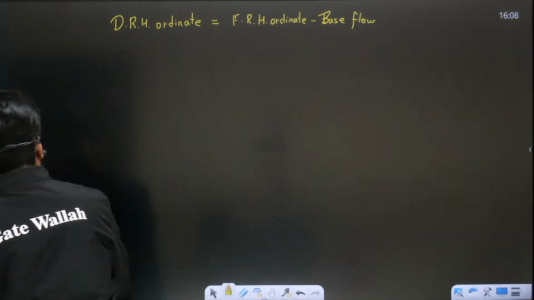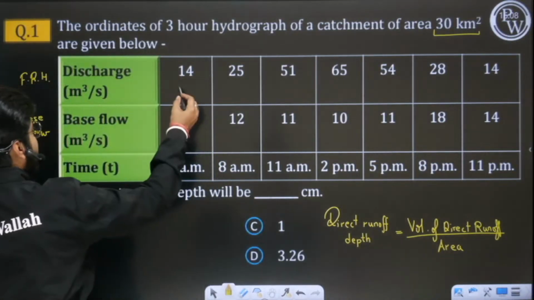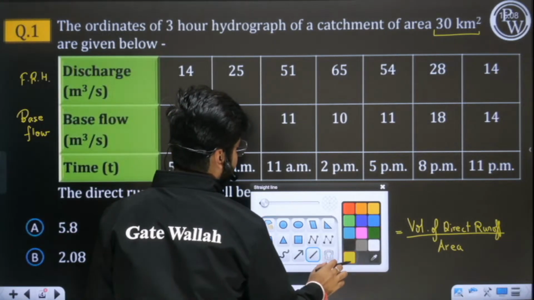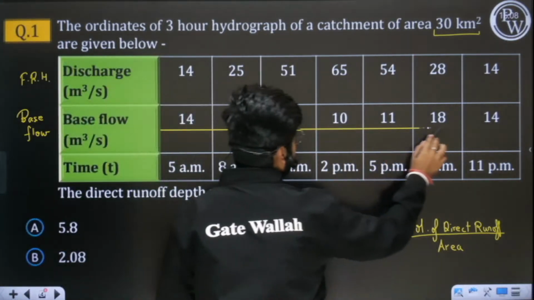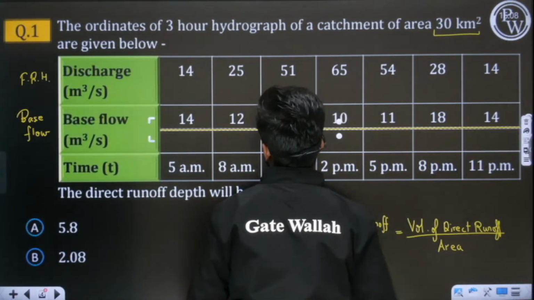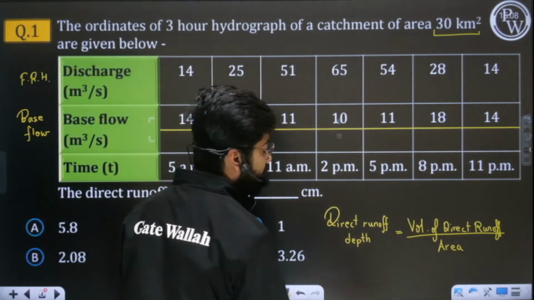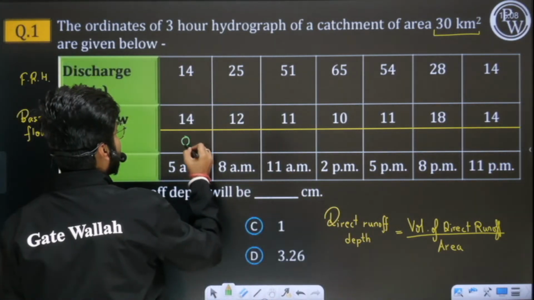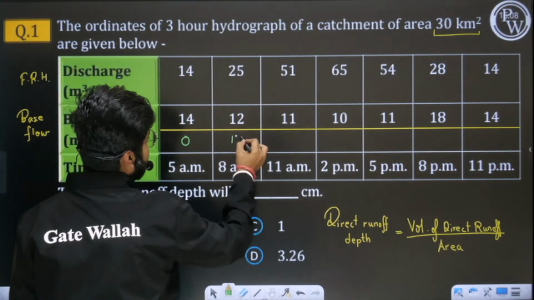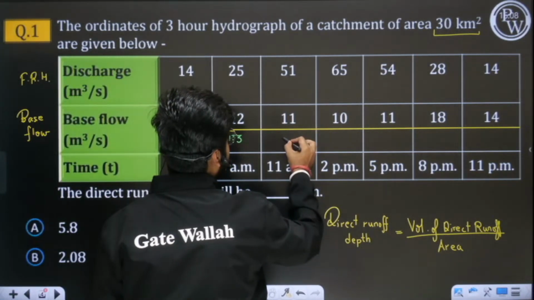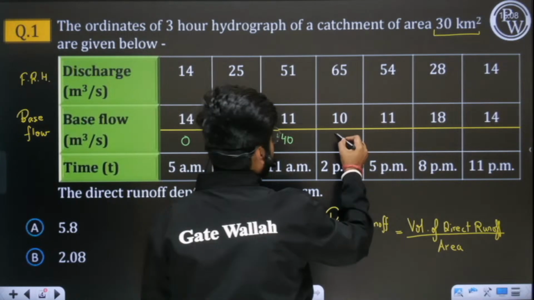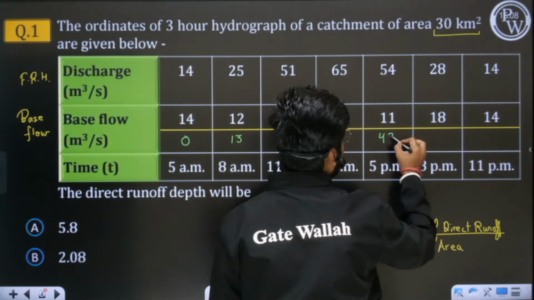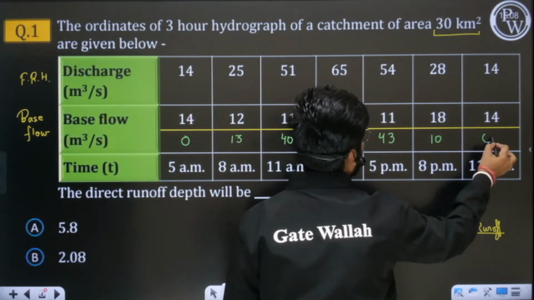So we will simply subtract them and get the values of DRH. 14 minus 14 is 0. 25 minus 12 is 13. 51 minus 11 is 40. 65 minus 10 is 55. 54 minus 11 is 43. This is 10 and this is 0. So these are the ordinates.